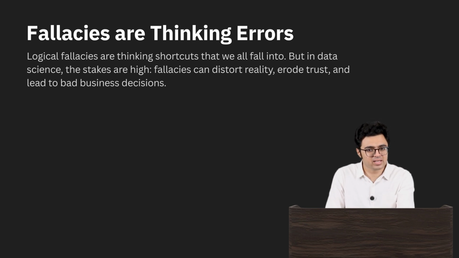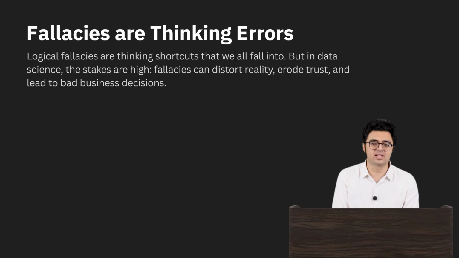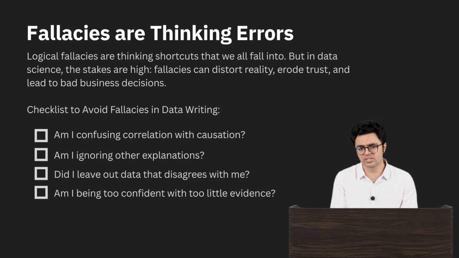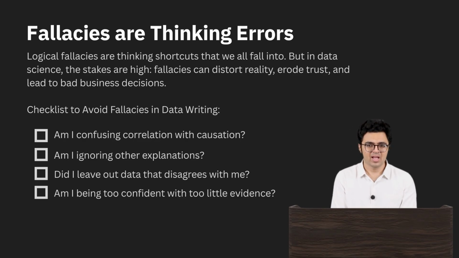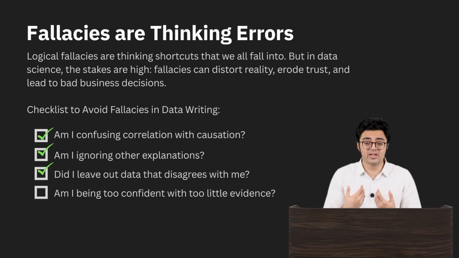But in data science, the stakes are high. Fallacies can distort reality, they can erode trust, and they can lead to bad business decisions. Here is a checklist to avoid fallacies in data writing. Look at these questions to ensure that you are not falling into any of these common pitfalls. Am I confusing correlation with causation, which is the most common mistake? Am I ignoring other explanations? Did I leave out data that disagrees with me? Or am I being too confident with too little evidence?